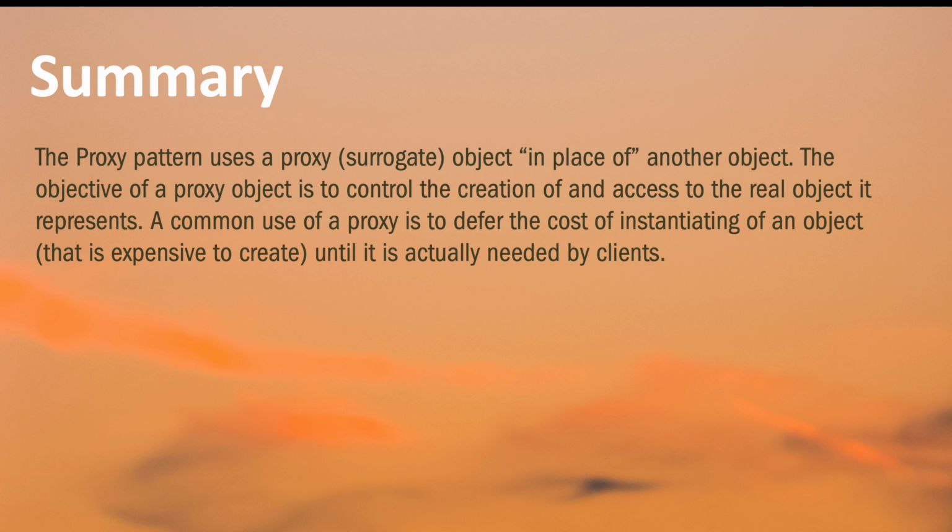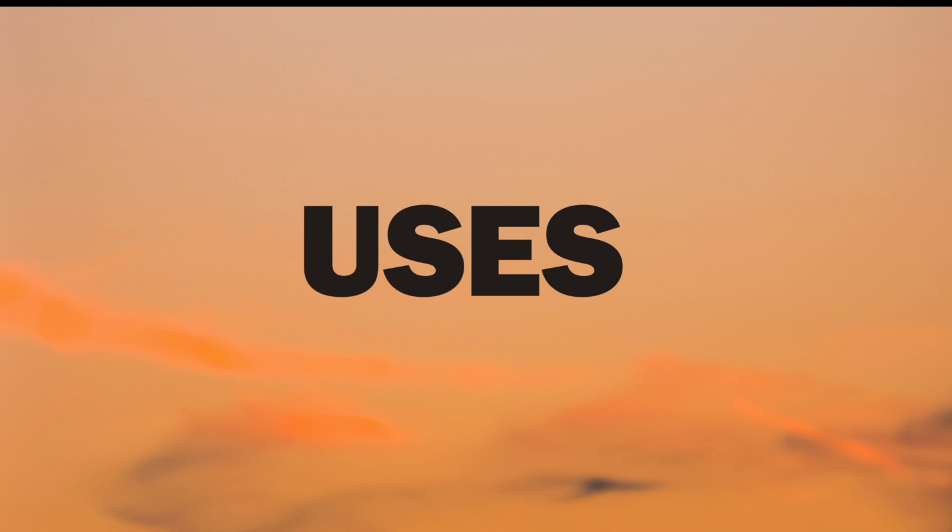So in summary, a proxy uses a surrogate object in place of another object. You can think of it as a placeholder. The objective of a proxy object is to control creation of or access to the real object that it represents. Which means if you want to call the real object, your call will have to first pass through the proxy.